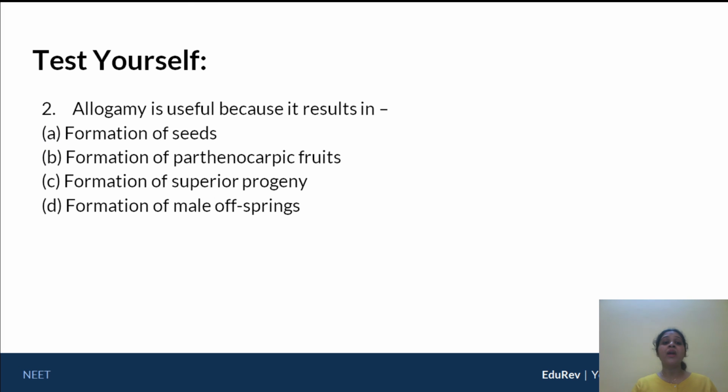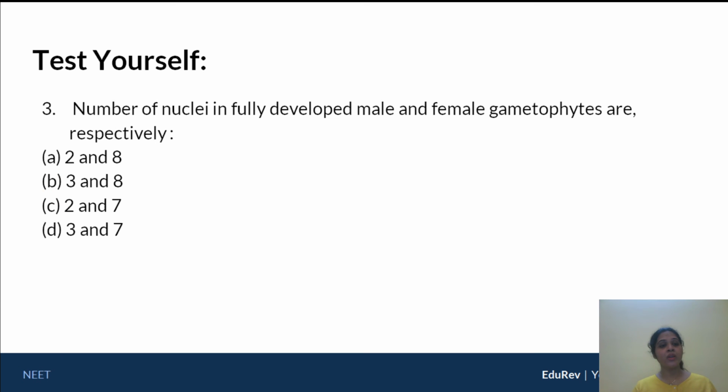Let's go to the next question. Allogamy is useful because it results in dash. Option A, formation of seeds, but seeds will anyhow be formed irrespective of pollination, so that's wrong. Formation of parthenocarpic fruit, so parthenocarpy implies a fruit without a seed that we are not really sure of, so let's just wait with that particular option. Option C, formation of superior progeny. Now, allogamy results in variation, so most likely that's the answer. Option D, formation of male offspring. Now, you cannot be certain that you're only going to get a male plant, so therefore the answer is going to be option C.